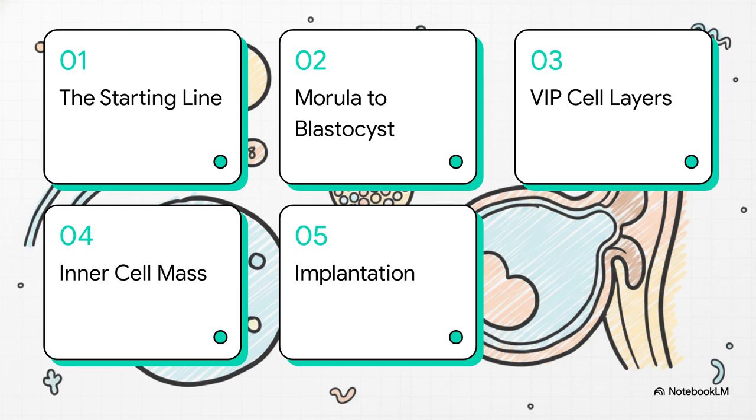First, the starting line. Then we'll go from morula to blastocyst. Third, we'll hit the VIP cell layers. Fourth, forming the inner cell mass. And finally, implantation and its complications.